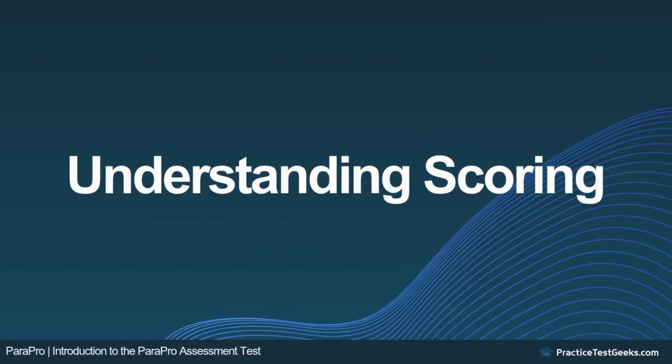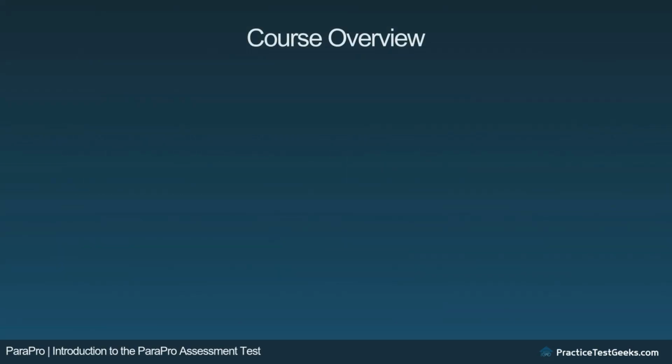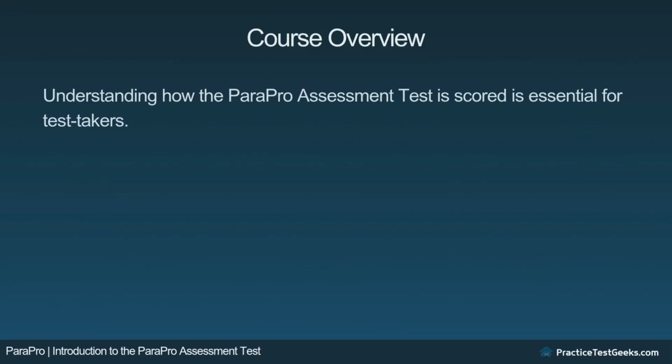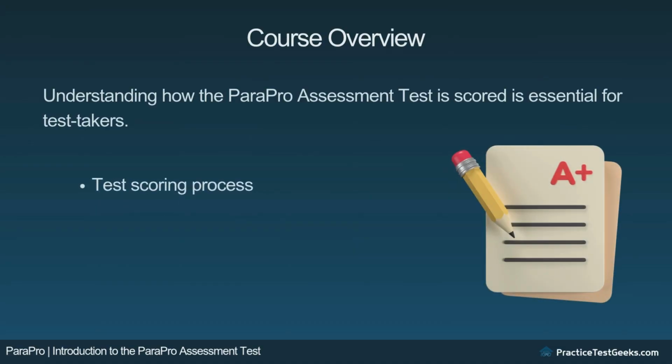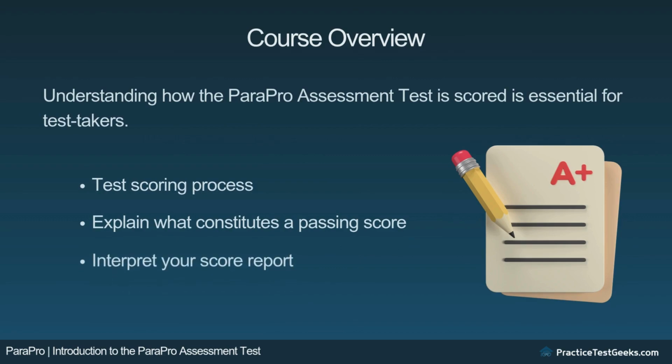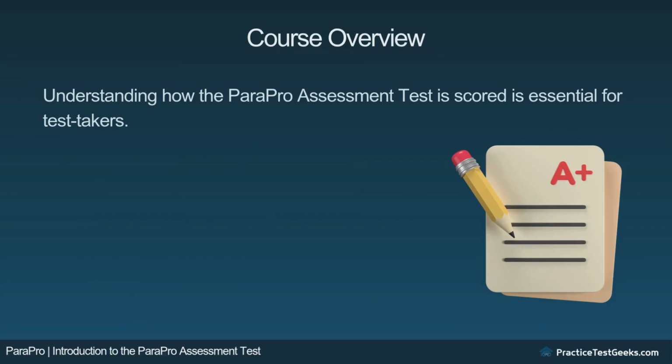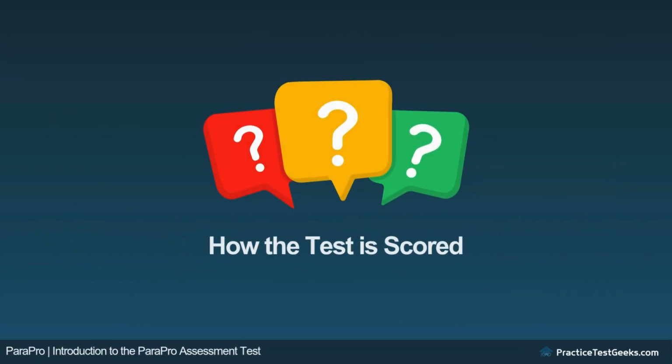Understanding scoring. Understanding how the ParaPro assessment test is scored is essential for test takers to gauge their performance and determine whether they have met the passing requirements. This lesson will walk you through the test scoring process, explain what constitutes a passing score, and help you interpret your score report. In addition, we will discuss what steps to take if you do not pass the test on your first attempt.